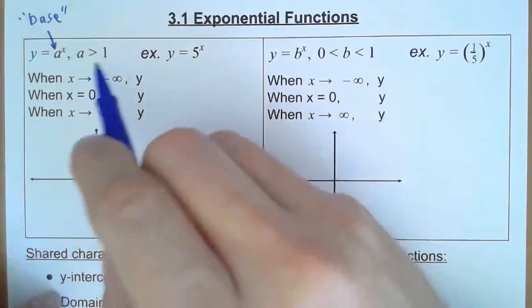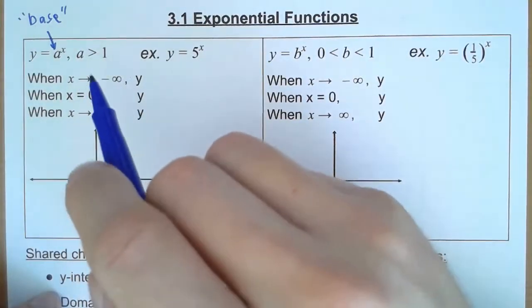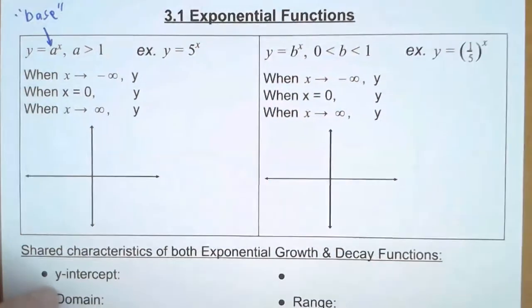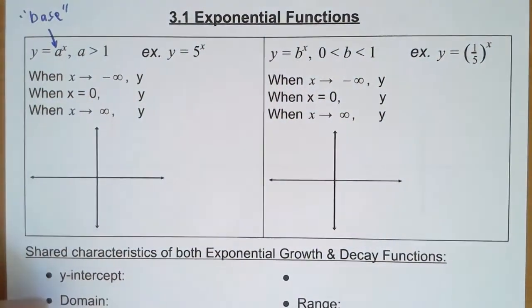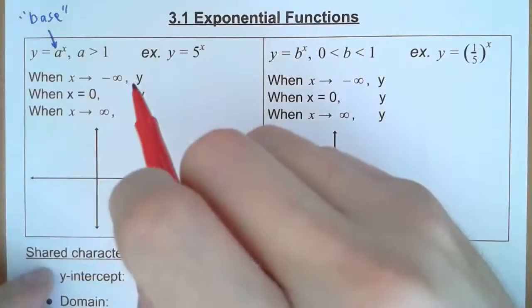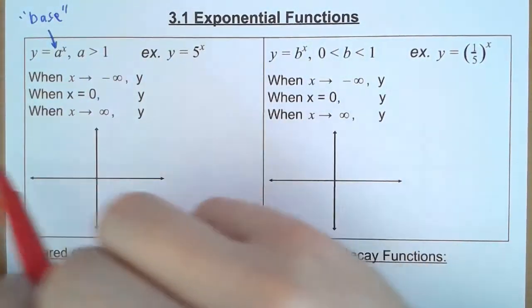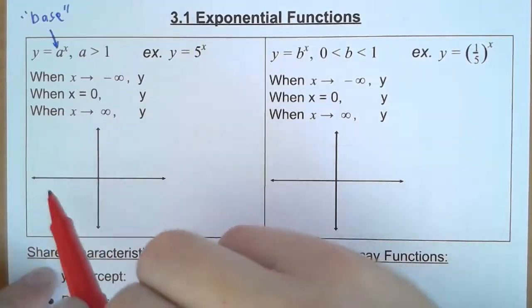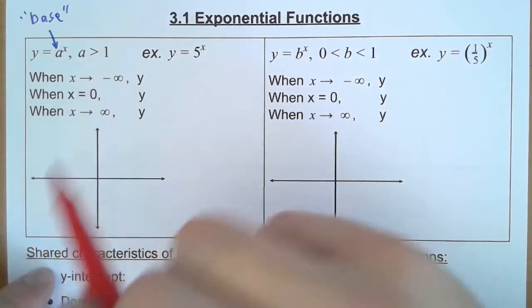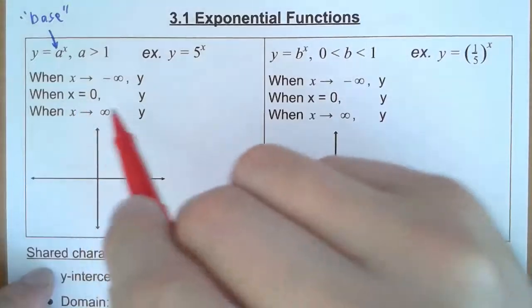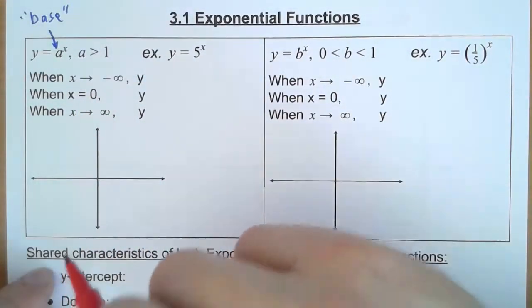If the base is bigger than 1, that's going to be one kind of function. So we'll think, for an example, about 5 to the x. Okay? And we're going to try to figure out what this function looks like by thinking about the left side of the graph when x approaches negative infinity, like negative 10, negative 100, negative 1,000. We'll look at what's going on the y-axis, and then we'll look at the right side of the graph.